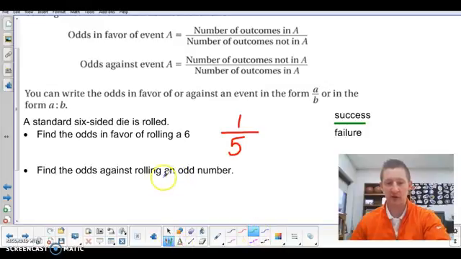The odds against rolling an odd number is the next one we're asked to do. So odds against rolling an odd number. Well, what would not be an odd number? Well, it'd be an even number. So I'd be putting the even numbers on the top, and I'd be putting the number of odd numbers on the bottom. Okay, so that'd be my way to think about it.